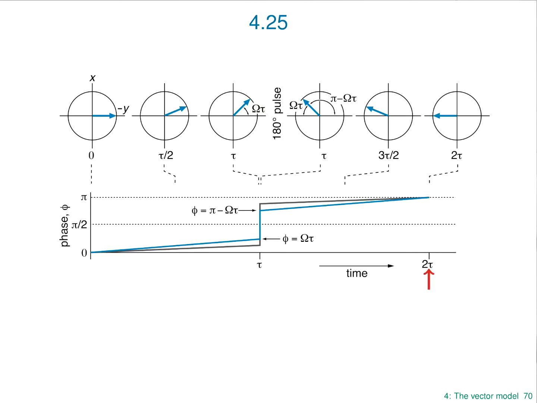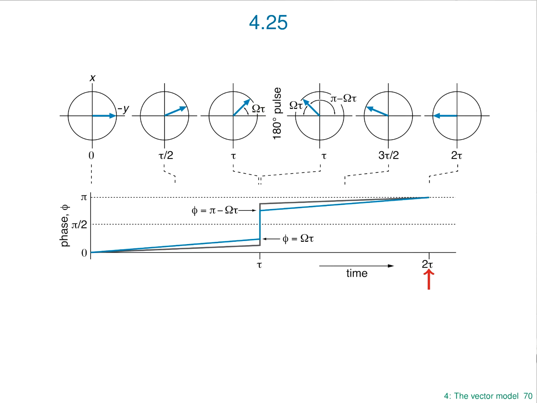Right, so the diagram underneath is just a different way of describing what's happening at the top, where we just plot the angle rather than draw the diagrams. It isn't a different explanation. And if you think about the grey line on the bottom diagram, that's actually for a smaller value of the offset omega. So it increases more slowly.